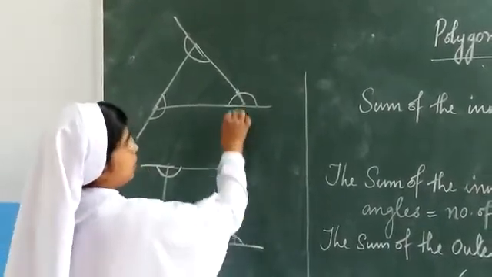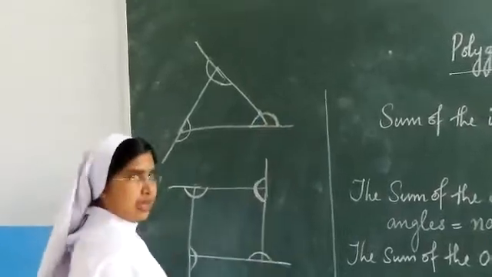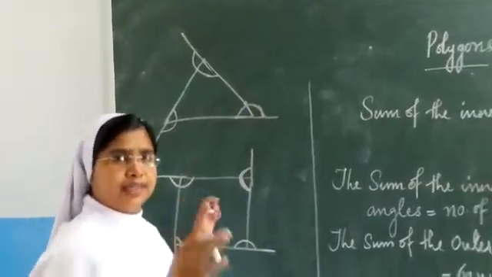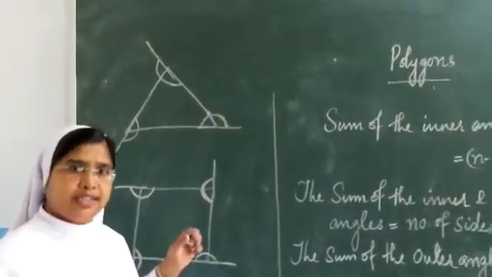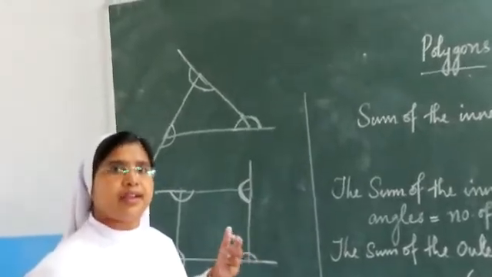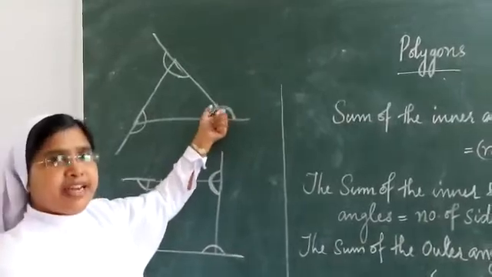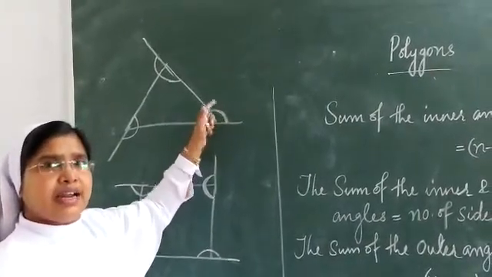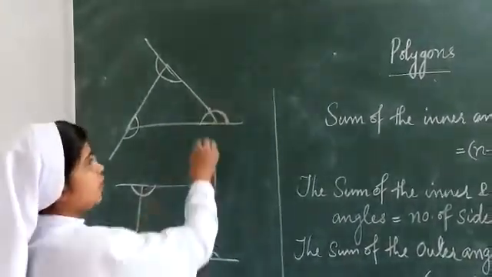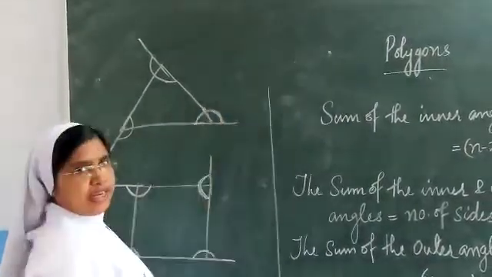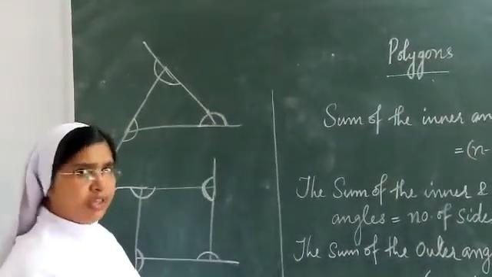In all the cases, whatever the polygon may be, it can be a triangle, quadrilateral, pentagon, hexagon, whatsoever, there will be a linear pair and the sum of the inner and outer angle at one side is 180. Now we can draw a conclusion.